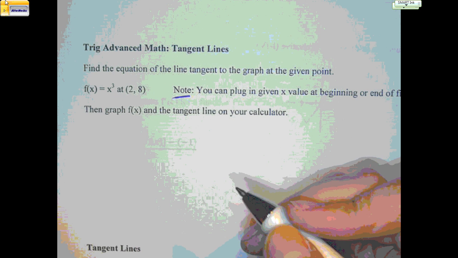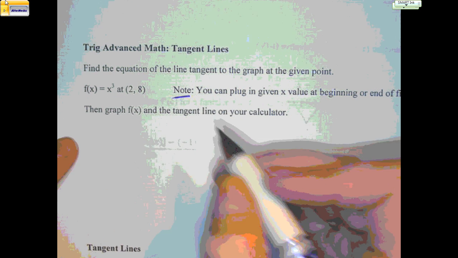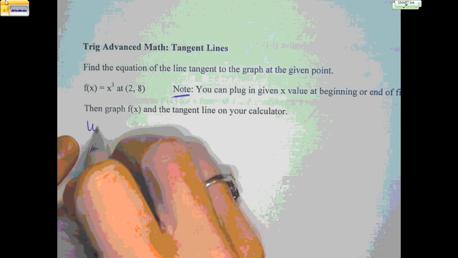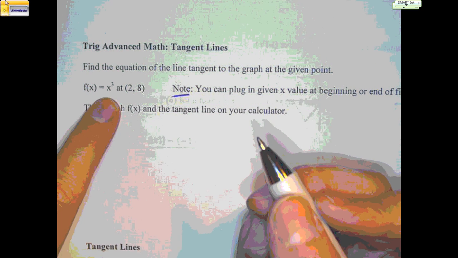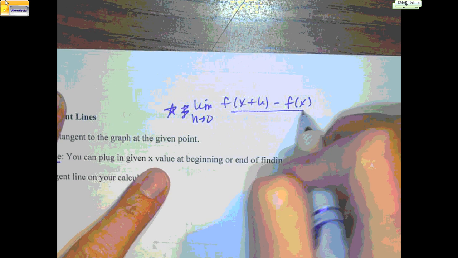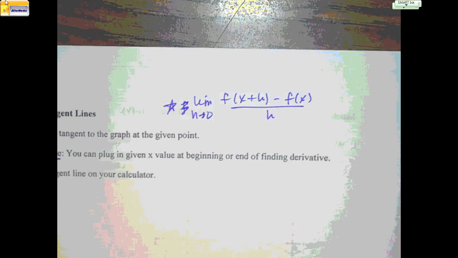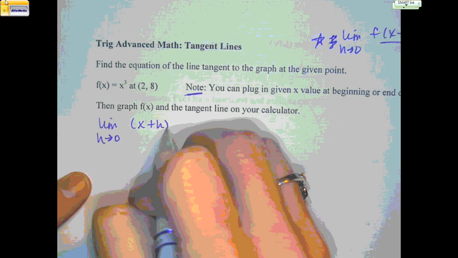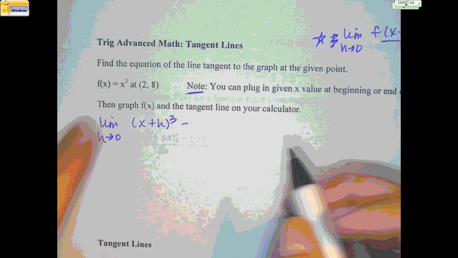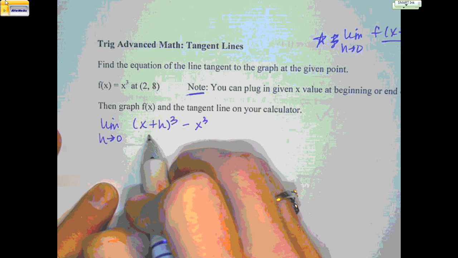So if we're looking for an equation of the tangent line to the graph at this given point, here's what we want to do. We want to do the limit as h approaches 0. And everywhere I see an x, I put in x plus h. And I'm using that whole thing you're supposed to memorize, that looks like this: f at x plus h minus f at x, all over h. And we just did a couple like that on the board. So everywhere I see an x, I put in x plus h, minus the actual function, which is x cubed, and the whole thing is over h.